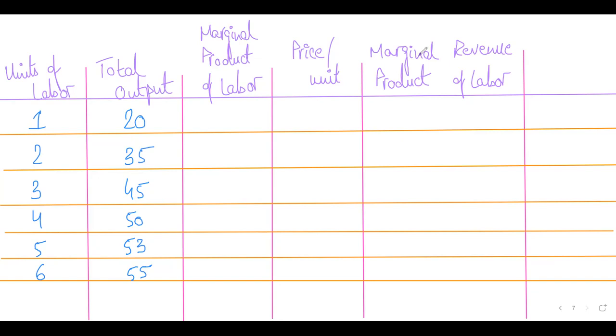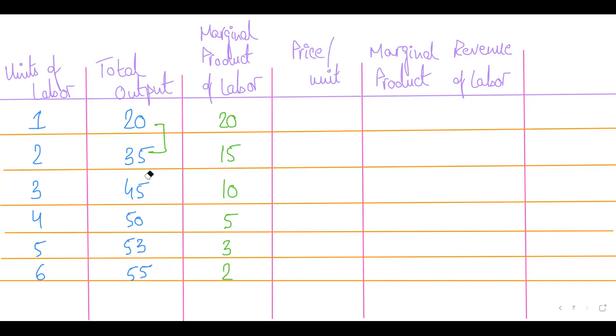So when the first guy was hired, your total output increased from 0 to 20. So you just need to take the difference. 35 minus 20 is 15, then it comes 10. So you're just taking the difference. That will show how much each additional unit of labor is producing. Yes or no? Absolutely.